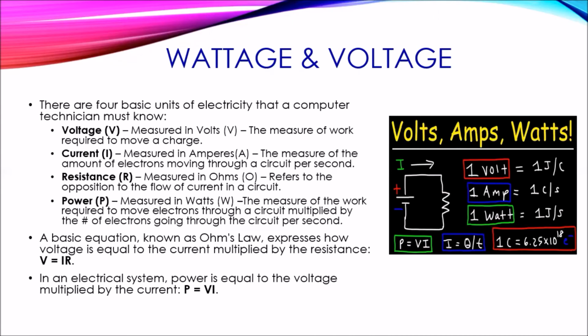Power. The measure of the work required to move electrons through a circuit multiplied by the number of electrons going through the circuit per second is called power, measured in watts. A basic equation known as Ohm's law expresses how voltage is equal to the current multiplied by the resistance. The formula is V = IR. In an electrical system, power is equal to the voltage multiplied by the current. P = VI.